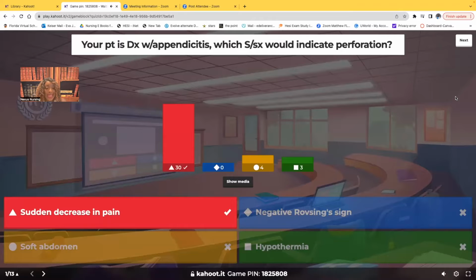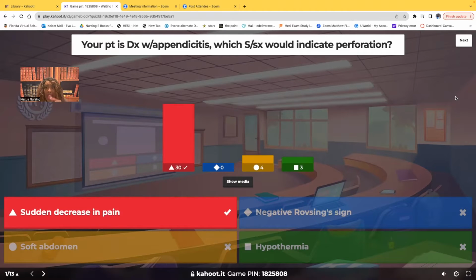Very good. Sudden decrease in pain. So the patient who has appendicitis has inflammation of the appendix, so they're going to have that right lower quadrant pain. It's going to hurt really, really bad, right? All of a sudden, that pain goes away. Do you think miraculously they've been cured? No. What happened is that appendix that's been inflamed, that was causing so much pain, has ruptured. And so all of that pressure that was building up has been released.